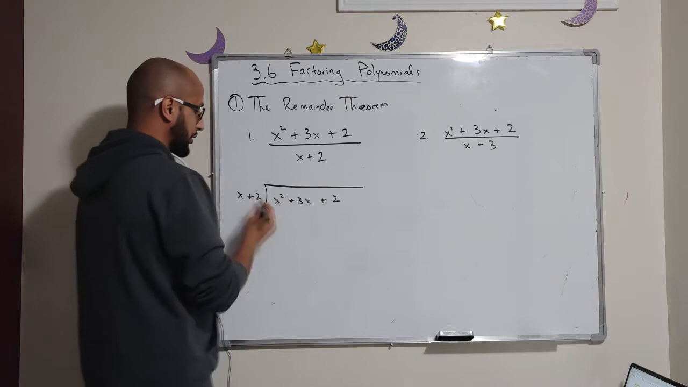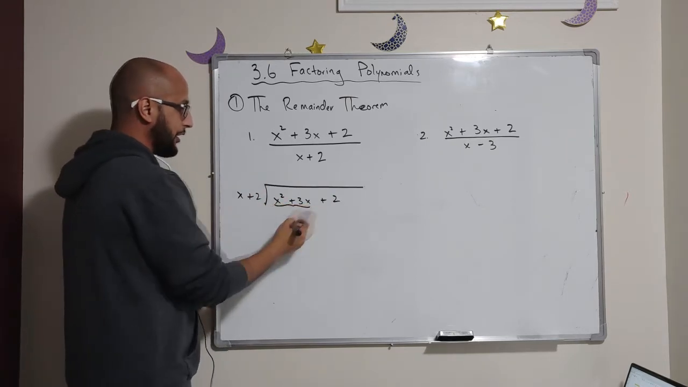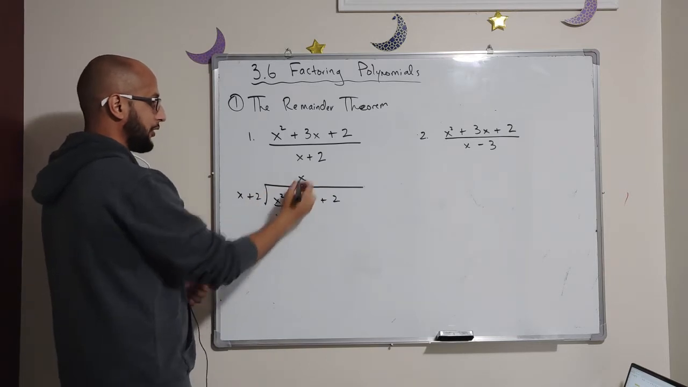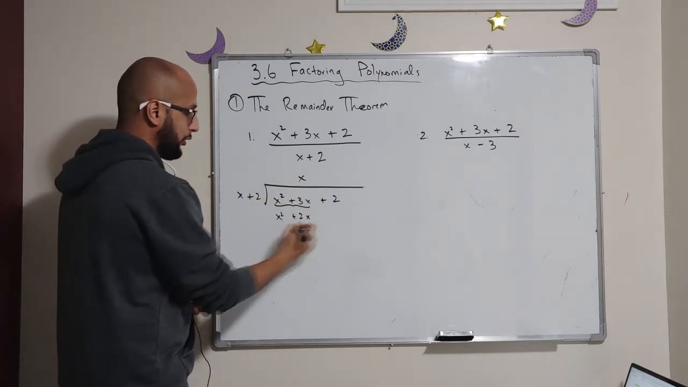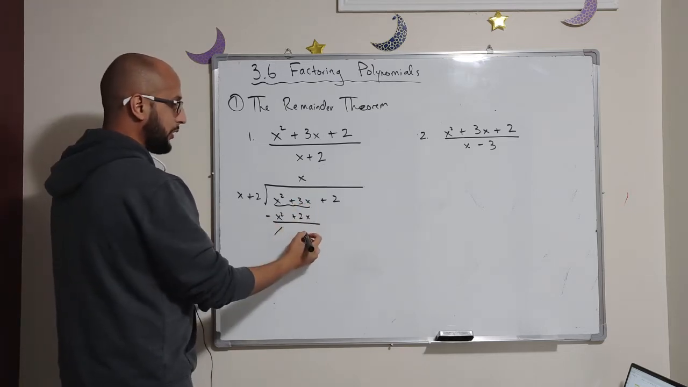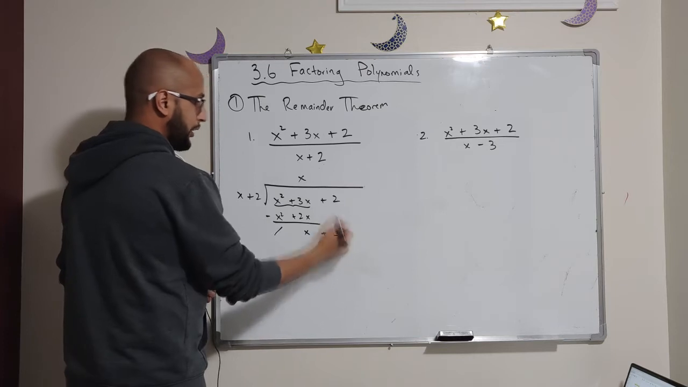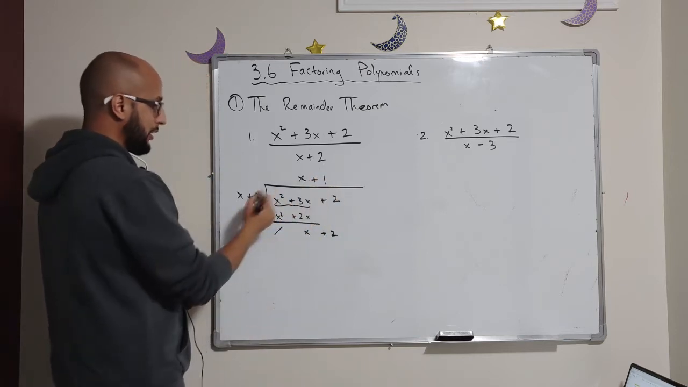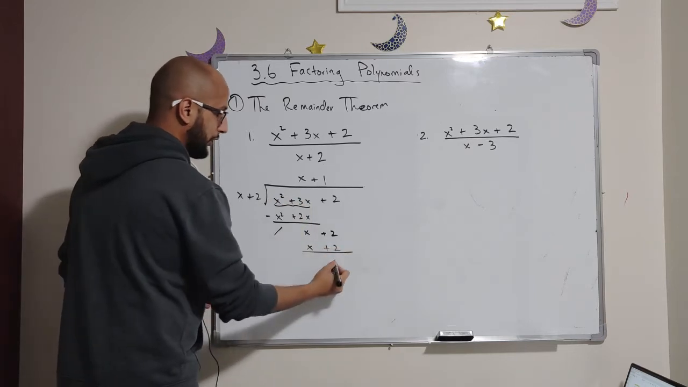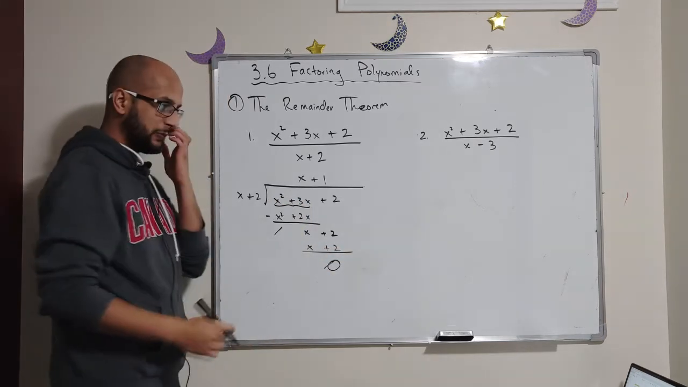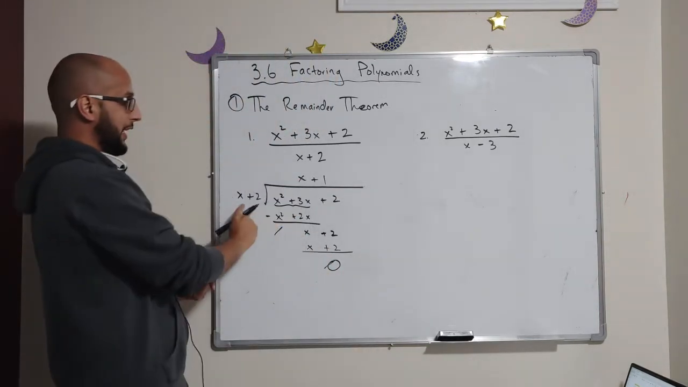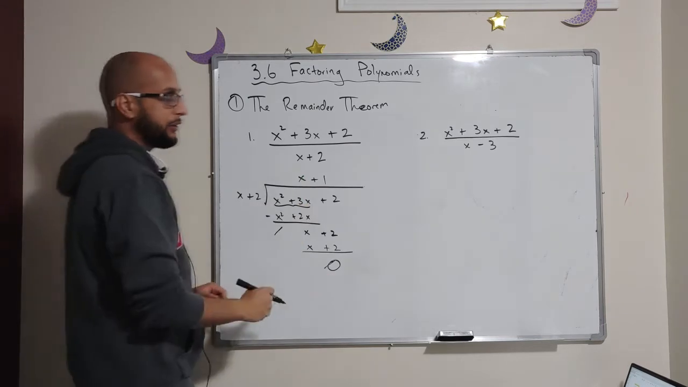So x squared plus 3x plus 2, as we learned, we're going to start with these two. x squared divided by x is x. x times x is x squared. x times 2 is 2x. Then we'll subtract. These two cancel out. 3x minus 2x is 1x, plus 2, and that leaves a 1. So 1 times x is x. 1 times 2 is 2. Cancels out. There's a remainder of 0. By the way, we know now that x plus 2 is a factor because there's a remainder of 0.